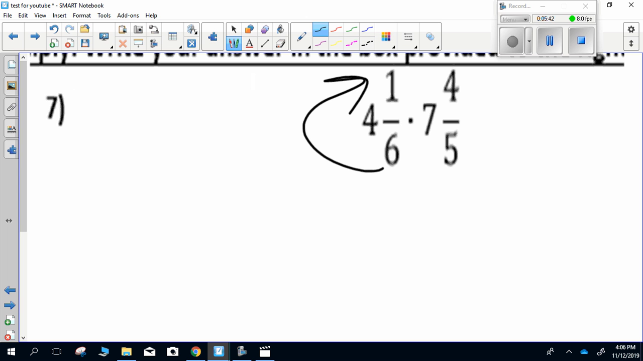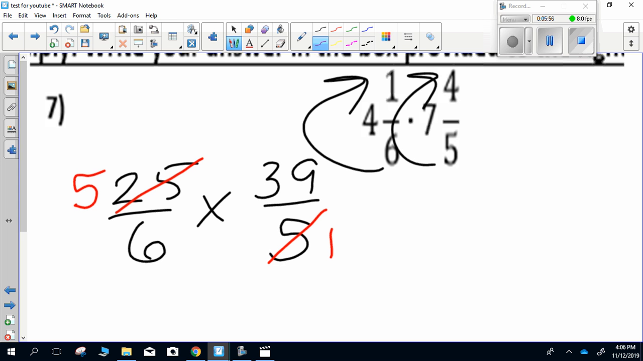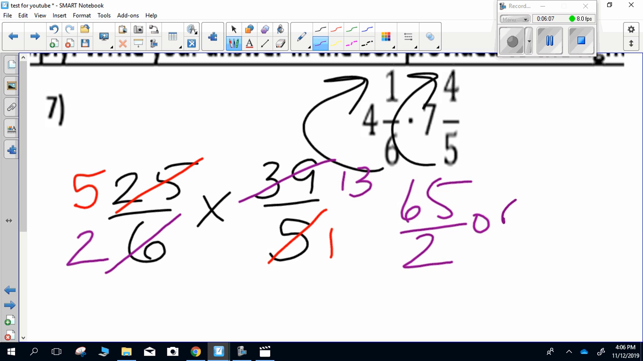Okay, 25 sixths times 39 fifths. Check my corners. Take out a 5. Take out a 5. Take out a 3. Take out a 3. So you have 65 halves, or 32 and 1/2.